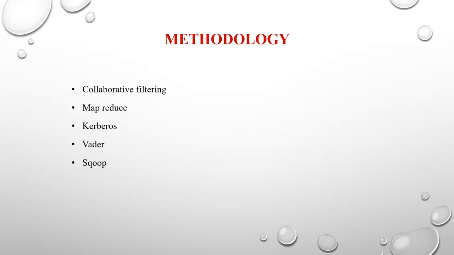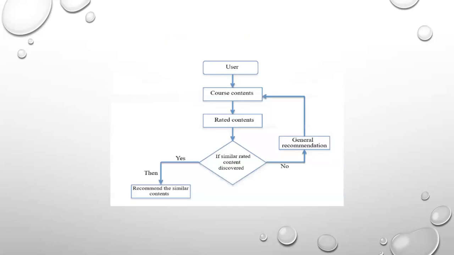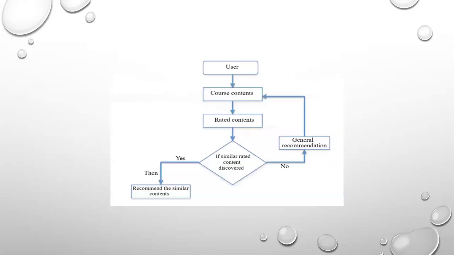The methodology we use is collaborative filtering, MapReduce, Kerberos, VADER, and the scope. Collaborative filtering is a technique used for identifying the relationship between pieces of data. This is frequently used in recommender systems. For example, if students A and B like the course maths and student B likes the course science, science can be recommended to student A. This is one of the techniques we can implement in the project, collaborative filtering.